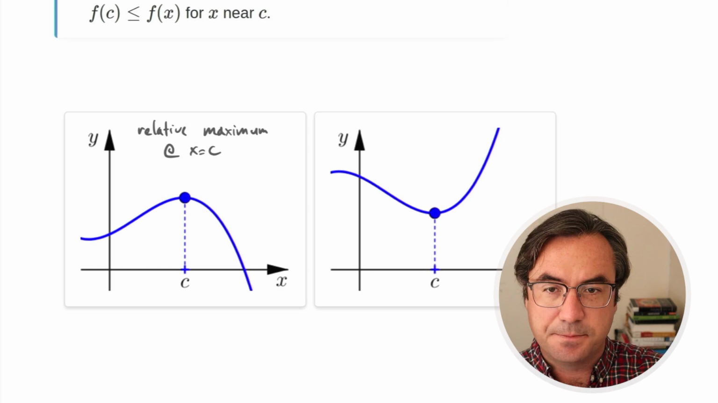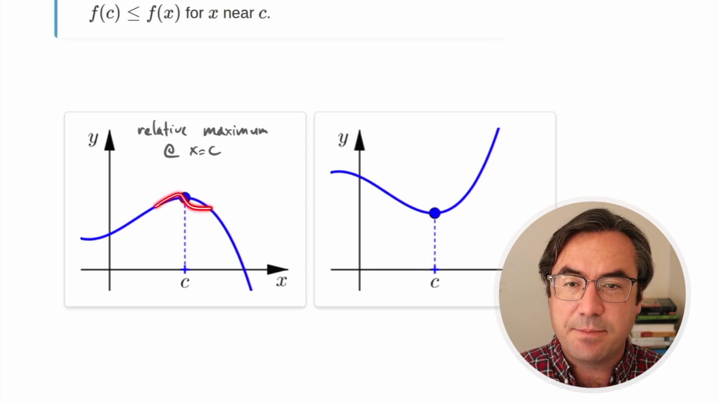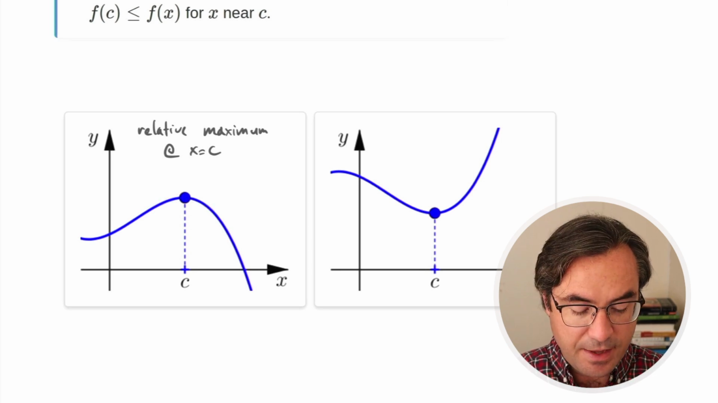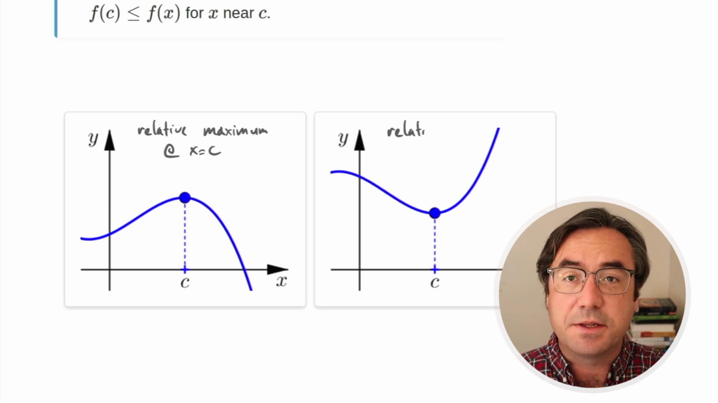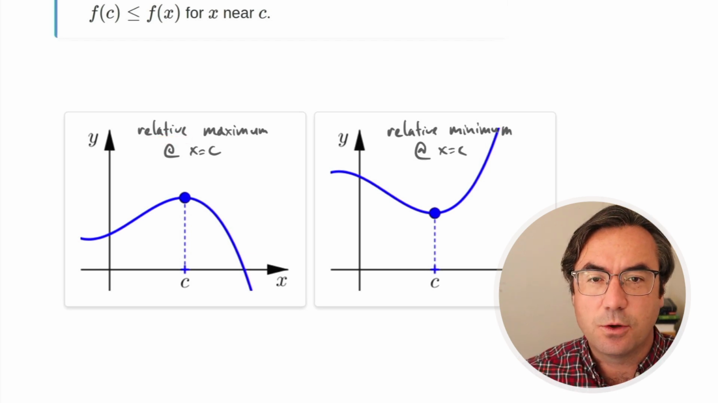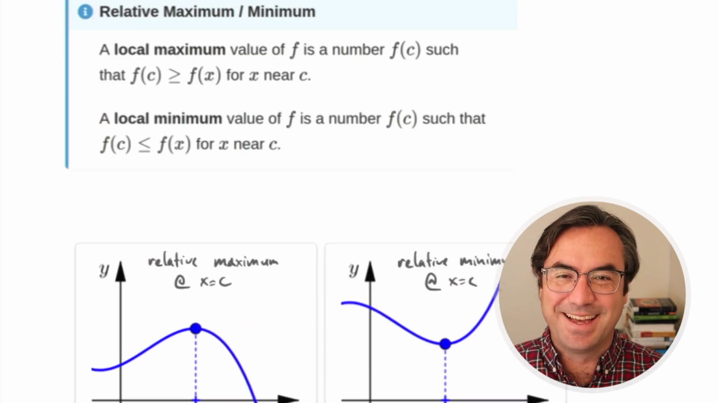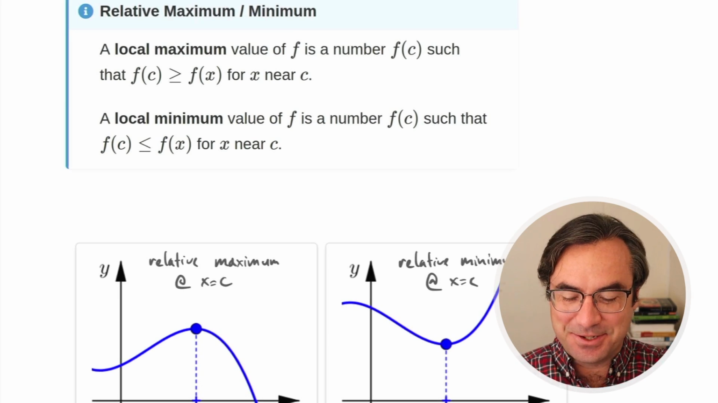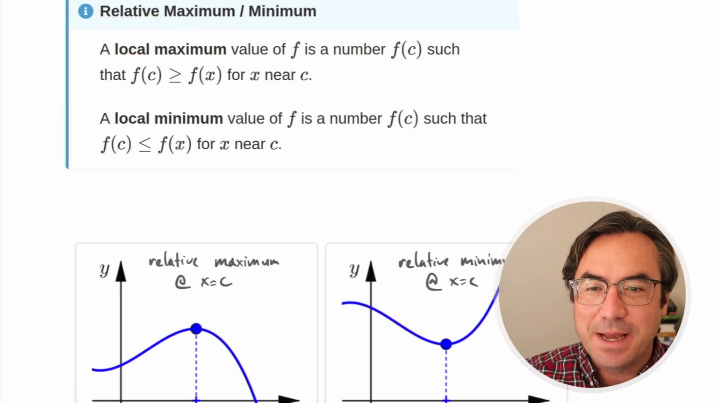At x equals c. It's a high point on our graph. And then in the second graph here, this is an example of what we would call a relative minimum, because it's a low point. We also use the word local, so you might see local instead of relative. We use those interchangeably. So local maximum, local minimum.